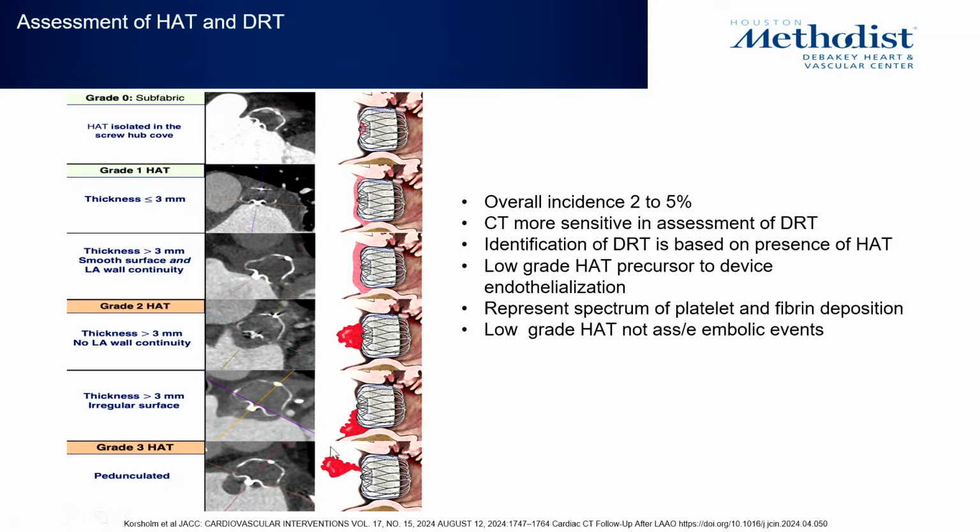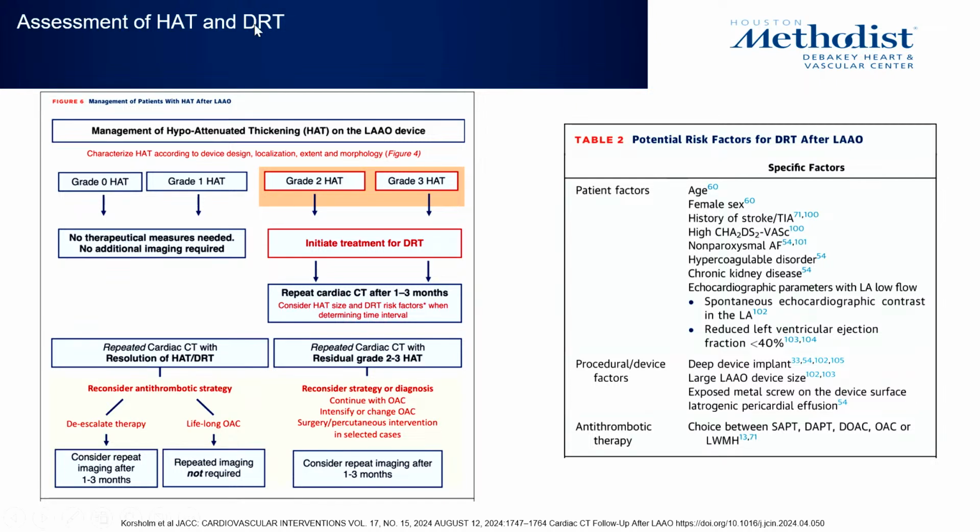Now, when we go on to hypoattenuation that's seen with a greater than 3 millimeter thickness but is not continuous with the left atrial wall, or if you have irregularity on the surface like this, or significant pedunculation, these are significant device-related thrombi and should be treated with continuation of anticoagulation. So this details what to do when you find grade 0 or 1 HAT, which would be conservative management, and grade 2 or 3, which would be considered device-related thrombus.